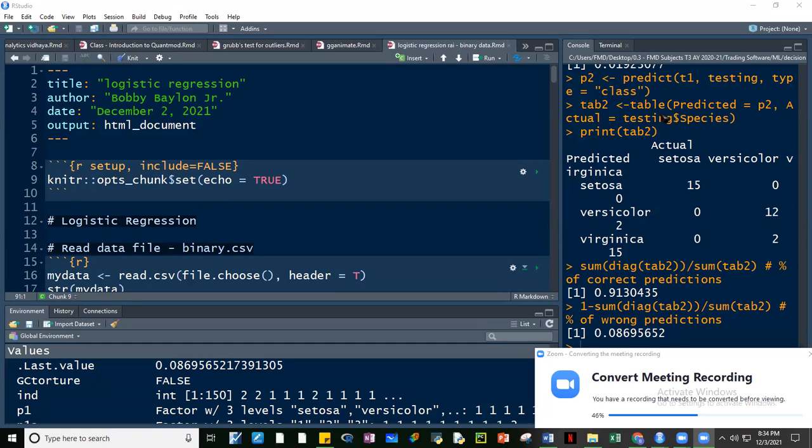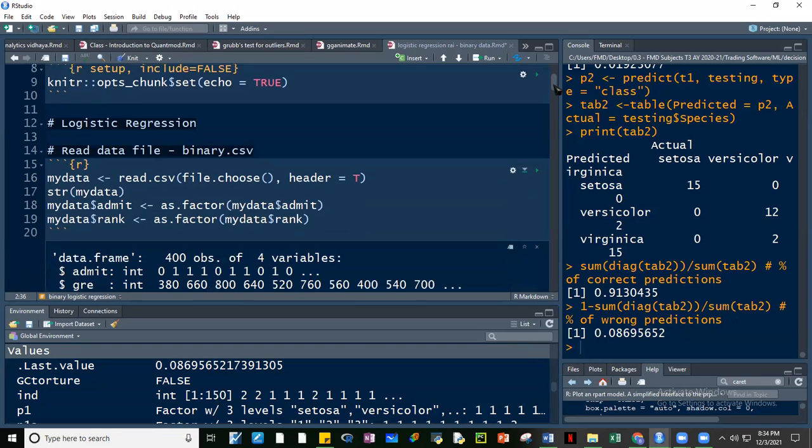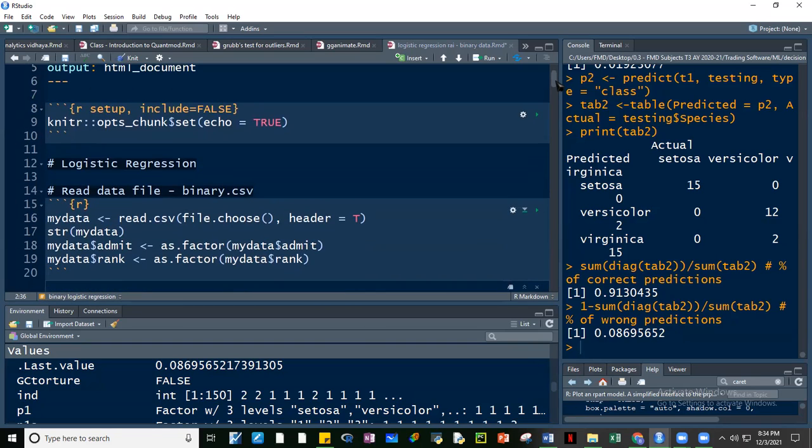Okay, so today we're going to discuss a type of regression which is called logistic regression. This is specifically binary logistic regression. Binary because you have two factors for your dependent variable. Okay, and then we're going to use the file, the data binary.csv.